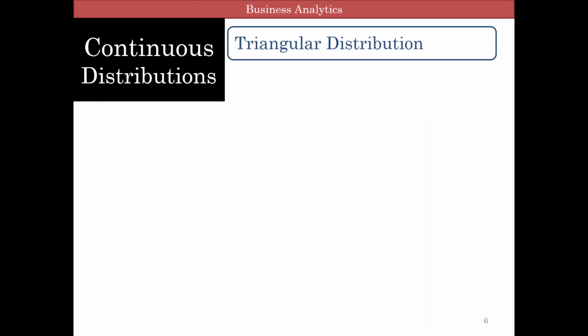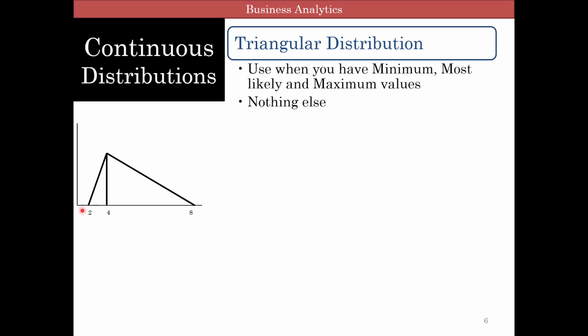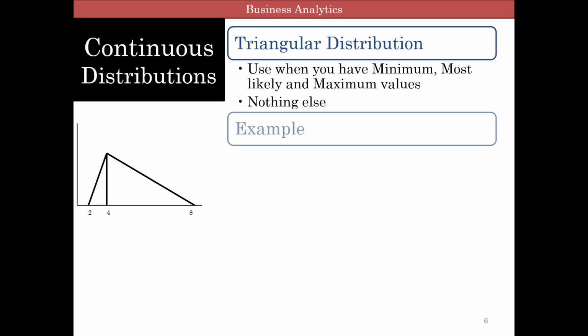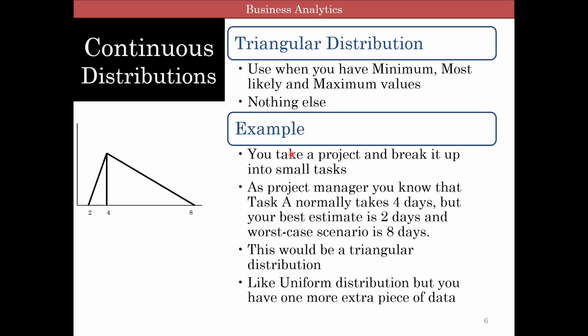The next continuous distribution is called triangular distribution. And here, instead of having 2 possible values, you end up with 3. You're going to have minimum, most likely, and maximum values, nothing else. So here, we use this a lot in project management. Let's take a project and break it up into small tasks.